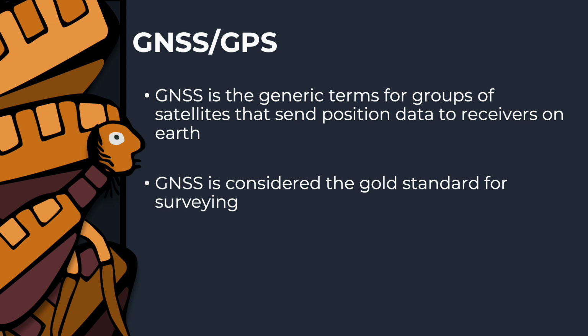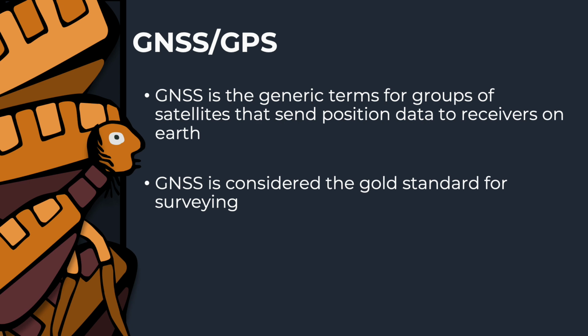GNSS is the generic term for groups or constellations of satellites that send position data to receivers on Earth. The Global Positioning System, or GPS, is just one of many constellations that is commonly used in North America. Most high-precision surveying systems on the market today take advantage of accessing multiple constellations, including GPS, and are thus known as GNSS systems.